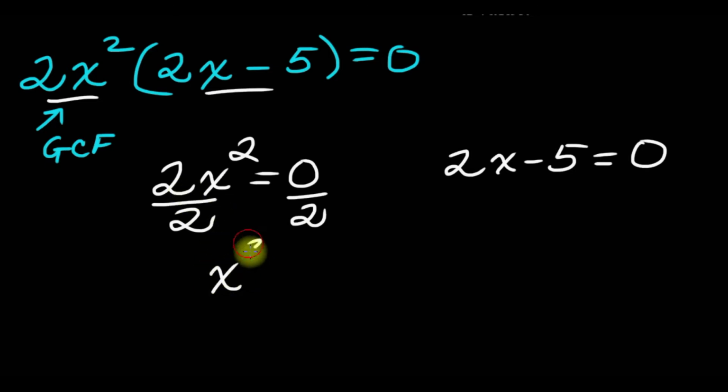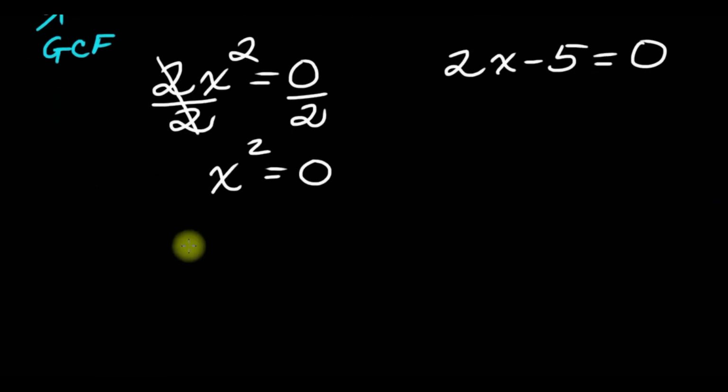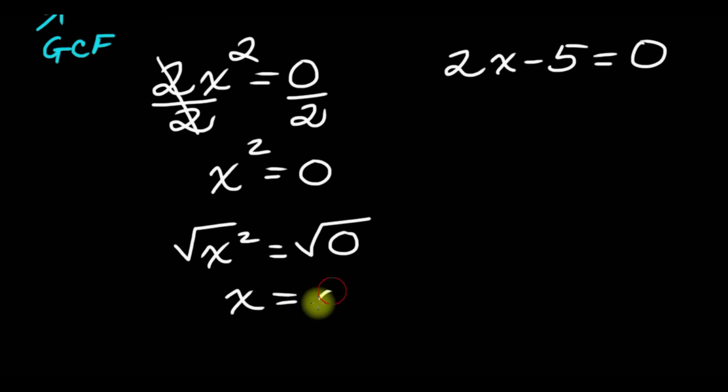So we have x squared is 0. And then take the square root of it. So the square root of x squared, square root of 0. So x is just going to be 0. So this is one of the roots. And then over here, to solve for x, we would have to add 5 to get rid of the minus 5.